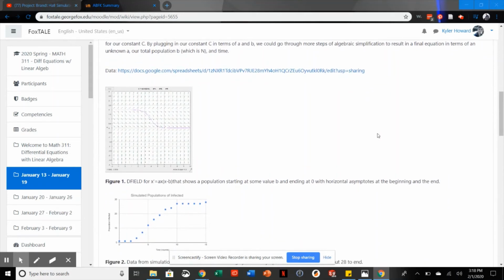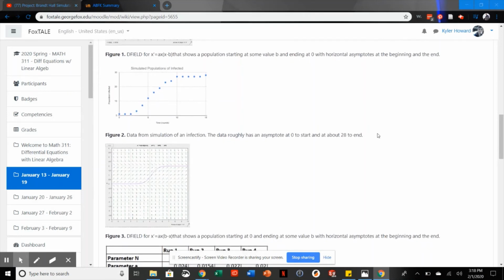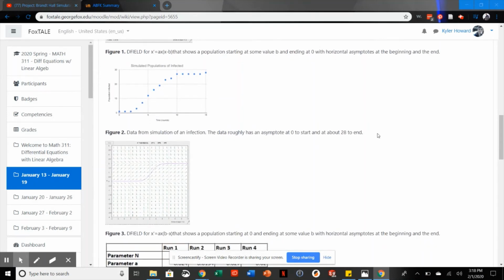The first is figure 1, representing a d field, a slope field for our model solution. It shows a population starting at some value b and ending at 0 with horizontal asymptotes at the beginning and at the end. We just needed to flip this by a -1 factor, which is shown in both figure 2 and figure 3. Figure 2 is one of our collected data sets, which very much resembles figure 1, but as mentioned, it needed to be flipped, which is what we did in figure 3.